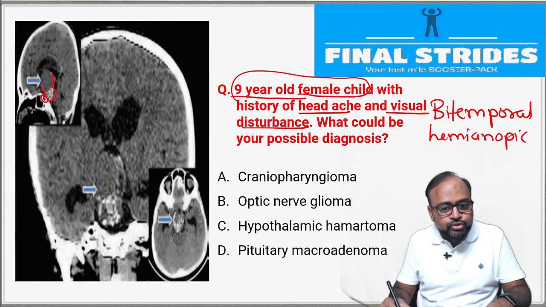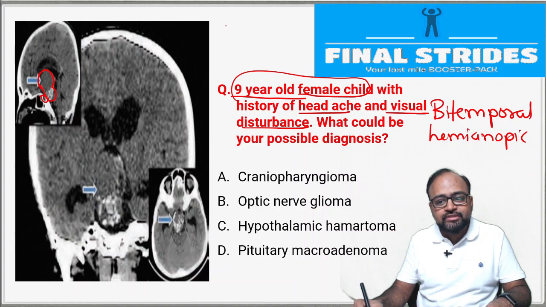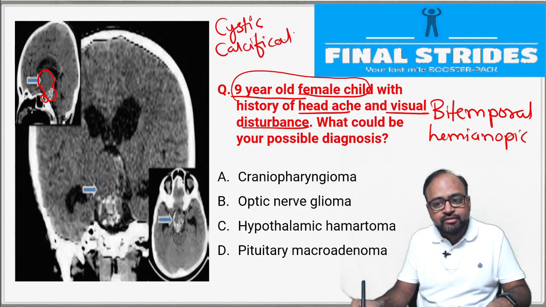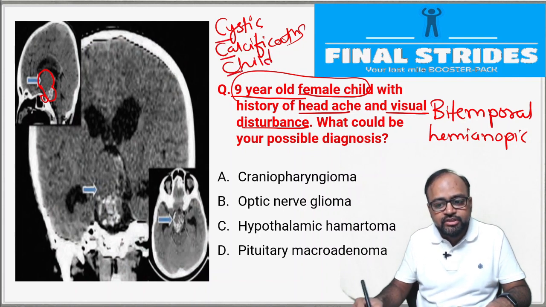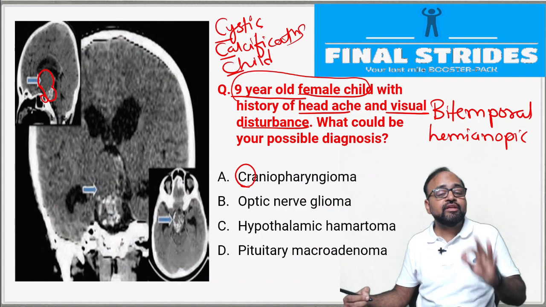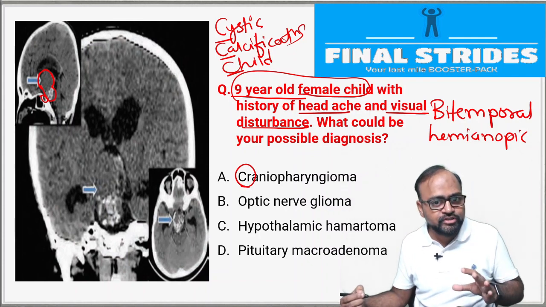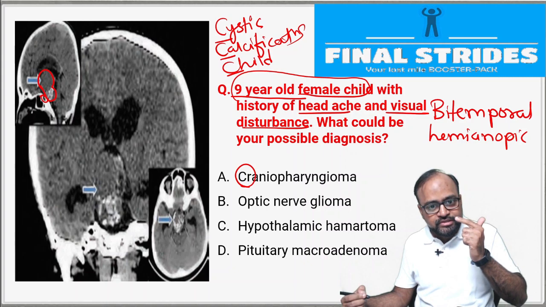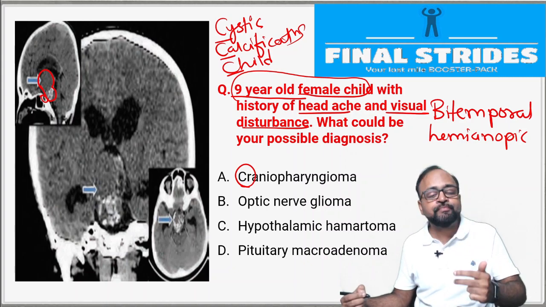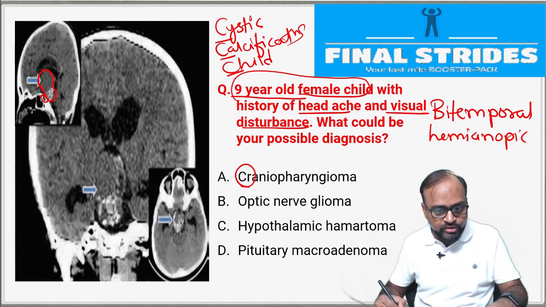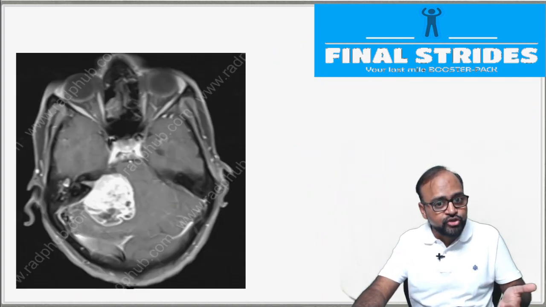Above the sella, that is the suprasellar region, you can see a cystic lesion which is showing a lot of calcifications in a child. So a cystic lesion with a lot of calcifications in a child suggests craniopharyngioma. This is a clincher of a lesion. Remember, a child presents with a solid cystic calcified lesion in the suprasellar region. As you can see here, there is a cystic component. These bright dots that you see here are calcific components. So this is very typical of a craniopharyngioma.